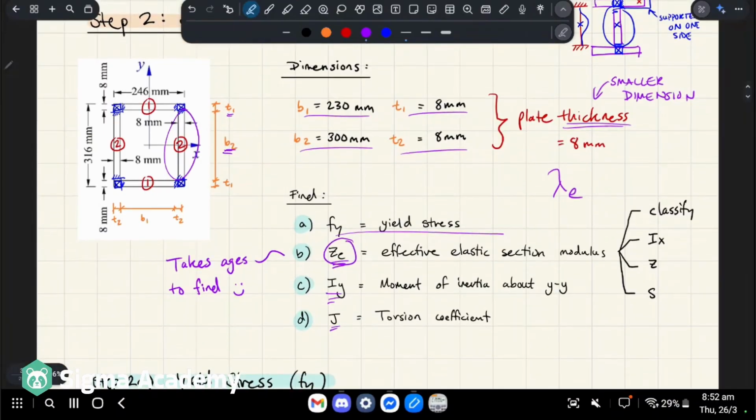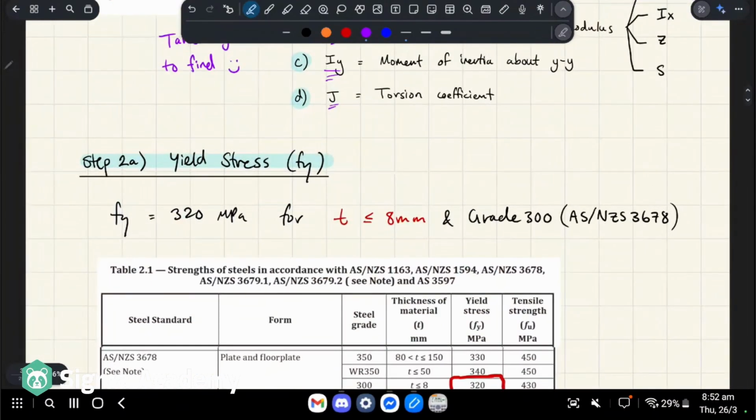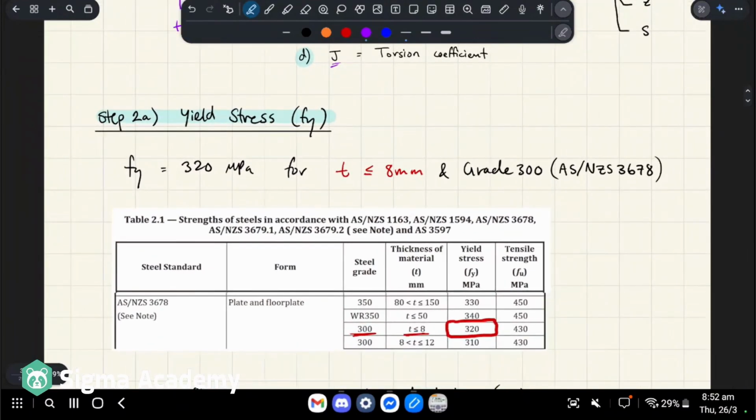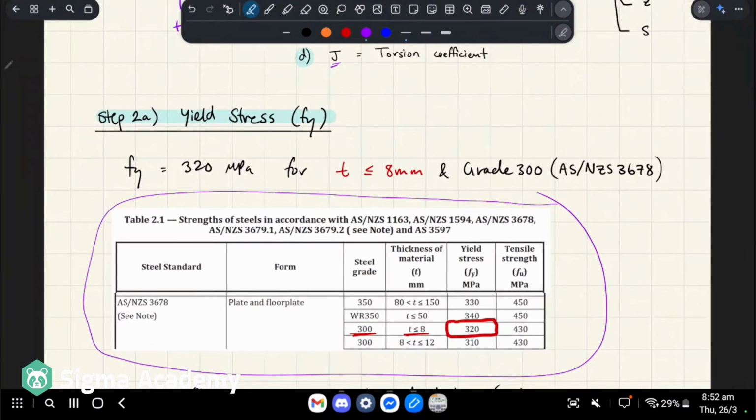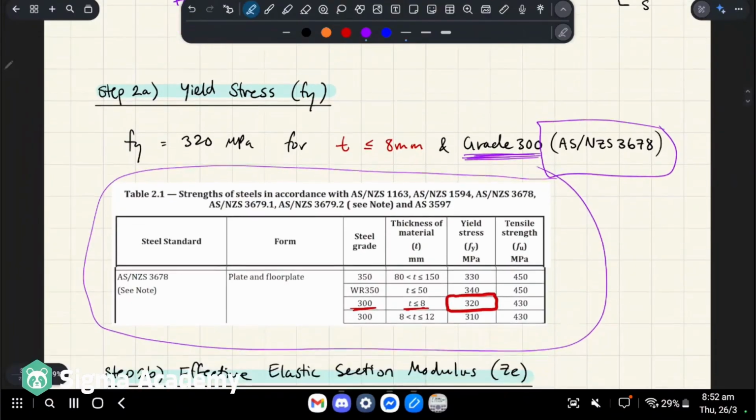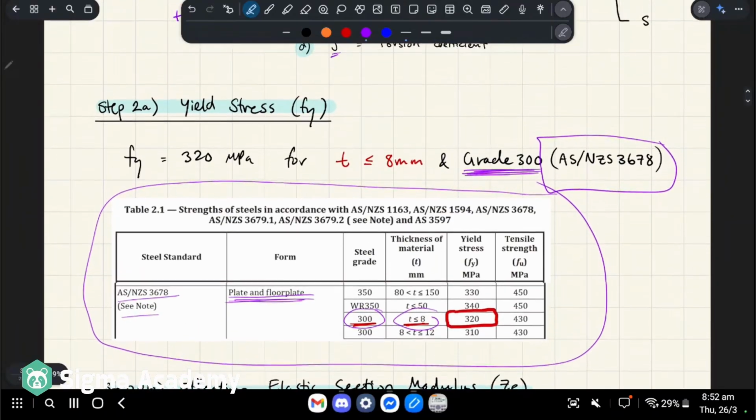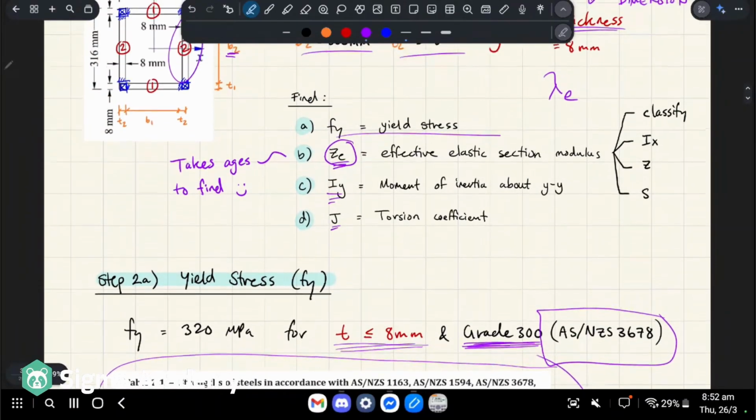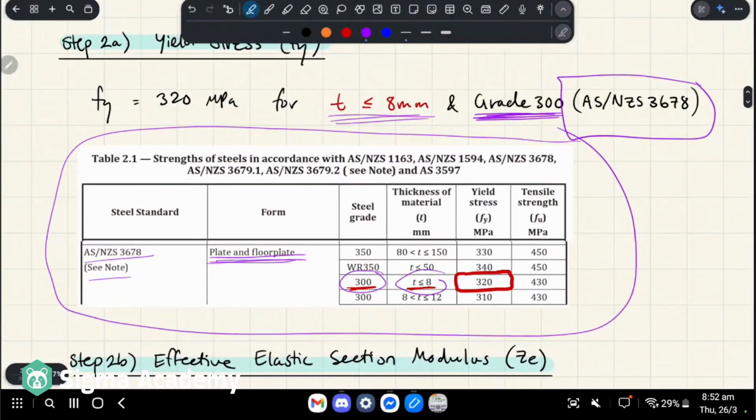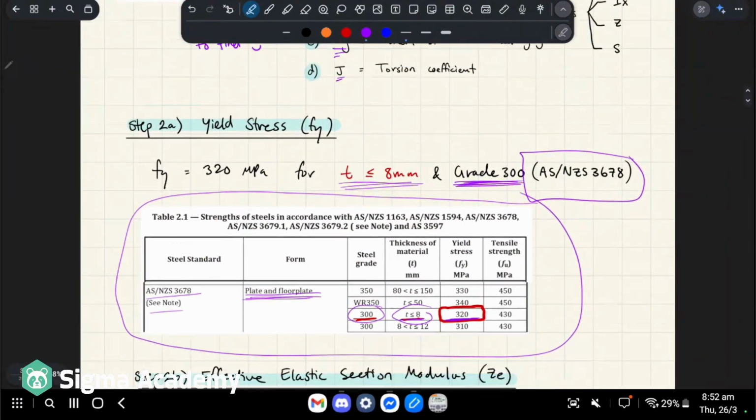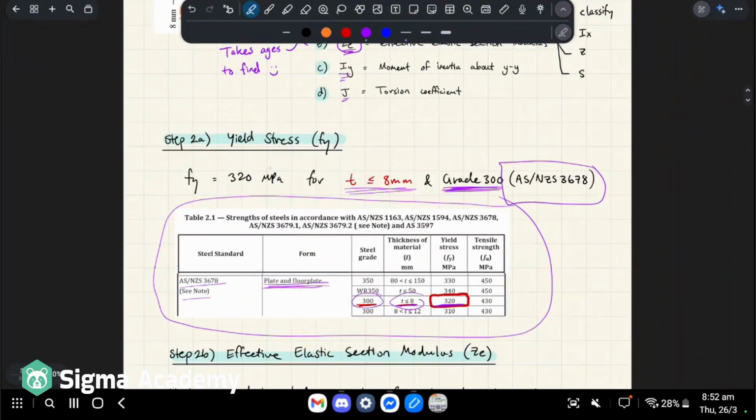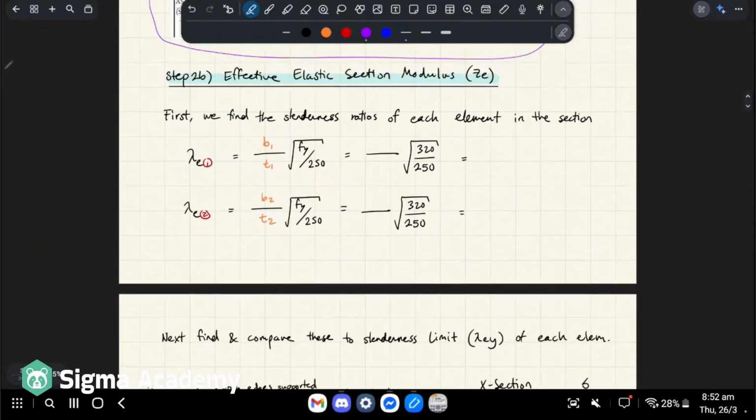Or element slenderness, or whatever, okay? So let's start with yield stress. In the standards and also in my notes, for grade 300, you go to the part which says plates, look at the steel grade and find the corresponding thickness. Since we have a thickness of 8 for all our elements, we're in this range, and in this range yield stress is 320, okay? So that's pretty straightforward. We're going to use 320 for the yield stress.